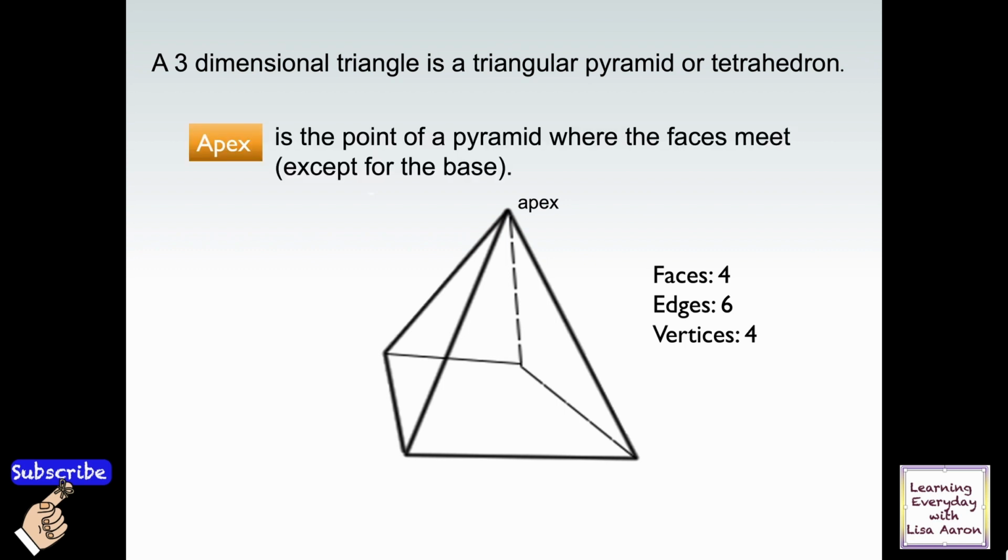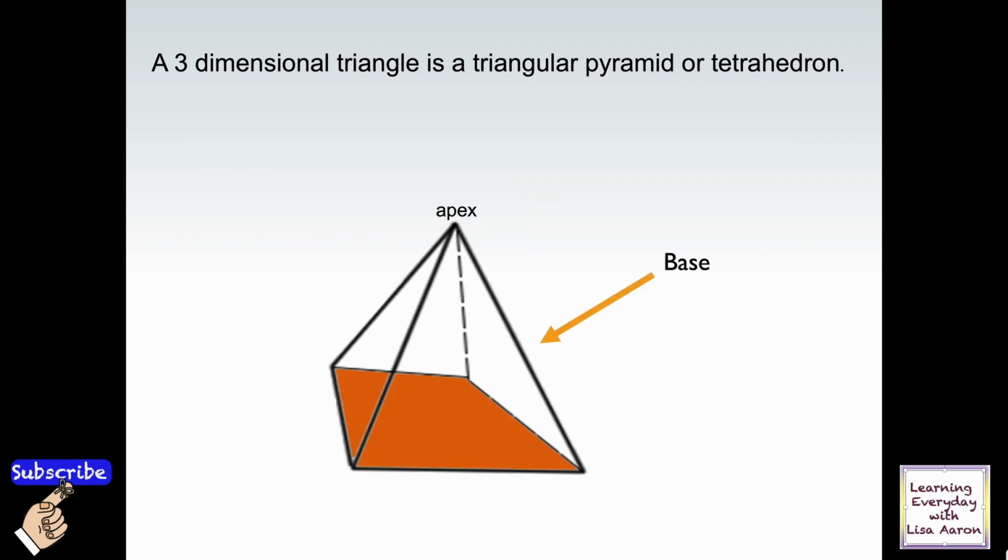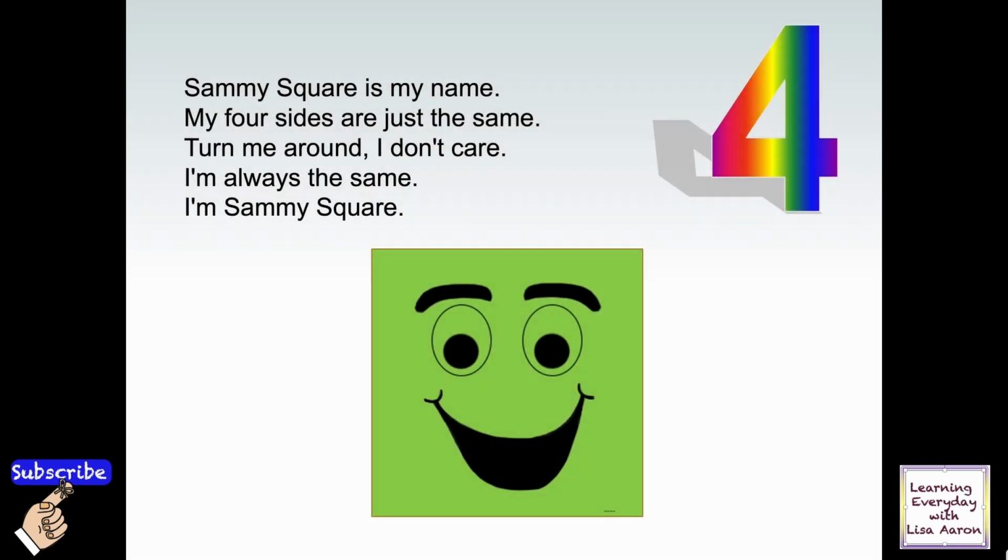Definition. Apex is the point of the pyramid where the faces meet, except for the base. Now here's the base. The base is in orange. Remember, the apex is at the top, and the base is at the bottom. Okay, we're on number 4.